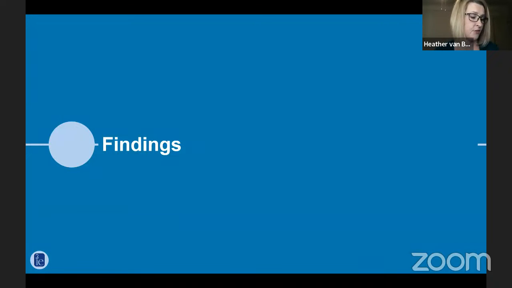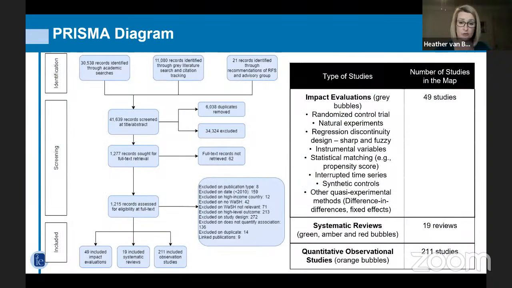What we found at the end of the screening process: we started from an initial pool of over 41,000 studies. Through the title and abstract and full text screening, studies were most commonly excluded because they either didn't measure a high-level outcome or didn't use a specified study design. Other reasons, of course, as well, but those were the two primary reasons for exclusion. In the end, the map includes a total of 279 studies: 49 impact evaluations, 19 systematic reviews, and 211 quantitative observational studies.